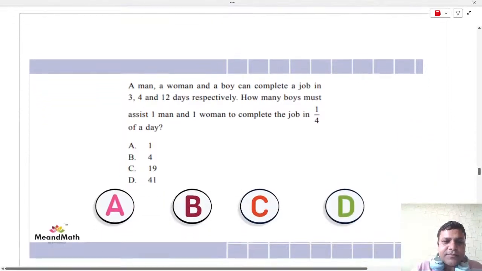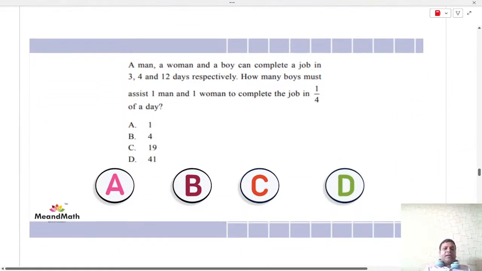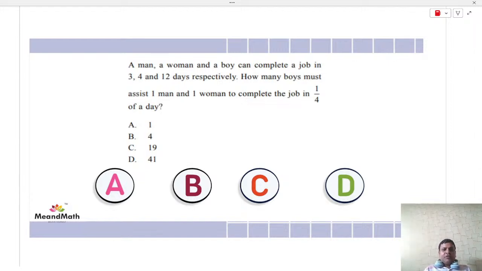The next question here: a man, a woman, and a boy can complete a job in 3, 4, and 12 days respectively. How many boys must assist one man and one woman to complete the job in 1/4 of a day? Here we don't need the full day, we only have to complete the whole job in 1/4 day. And who is working here? One man, one woman, and some number of boys. So we have to find how many boys are here.